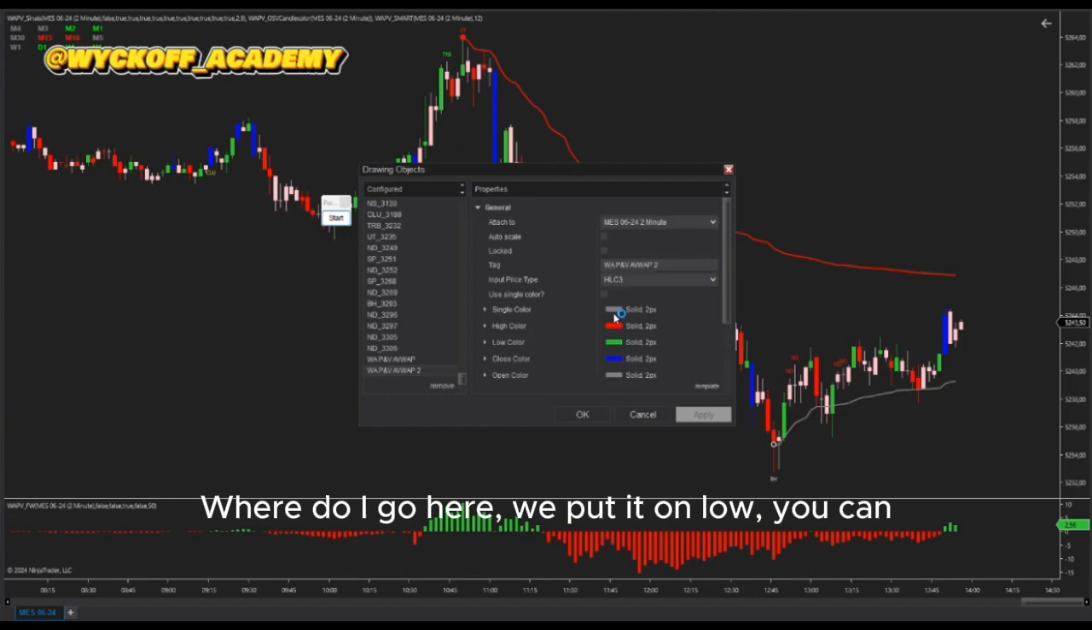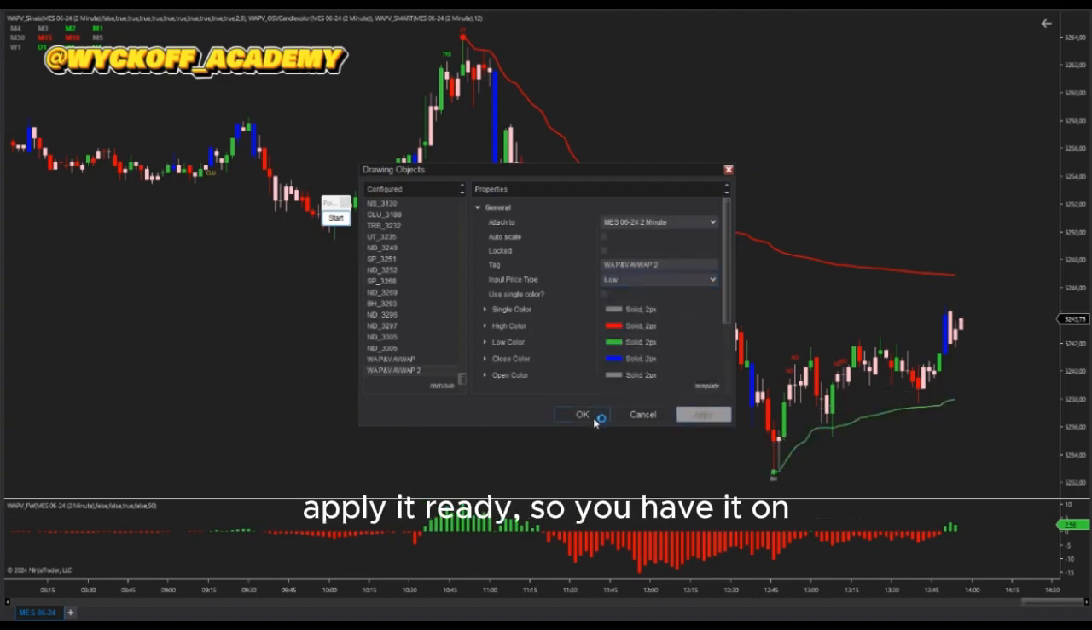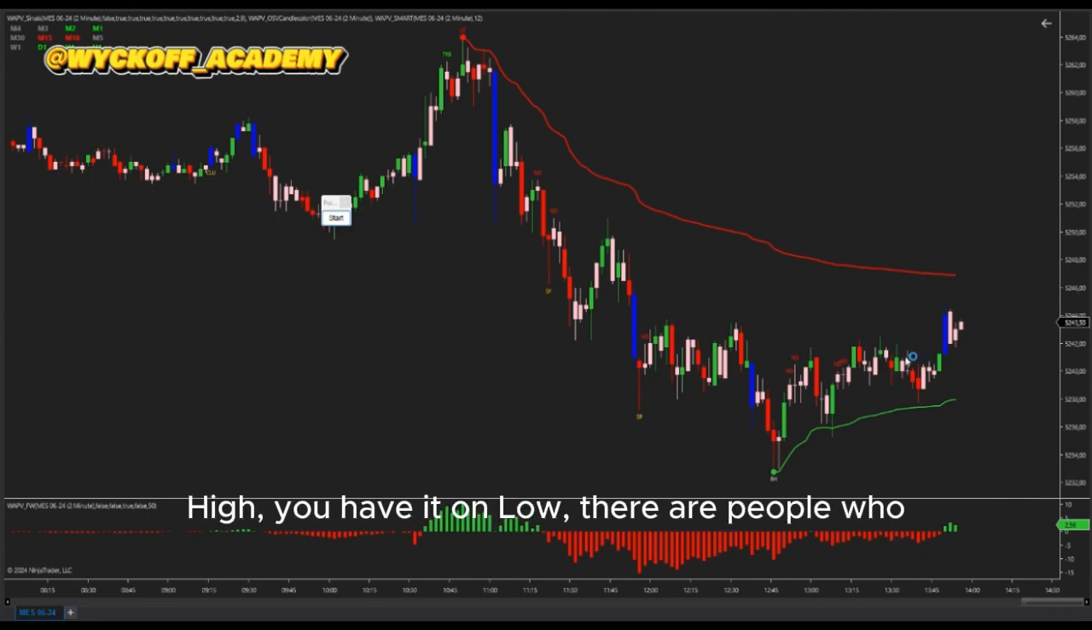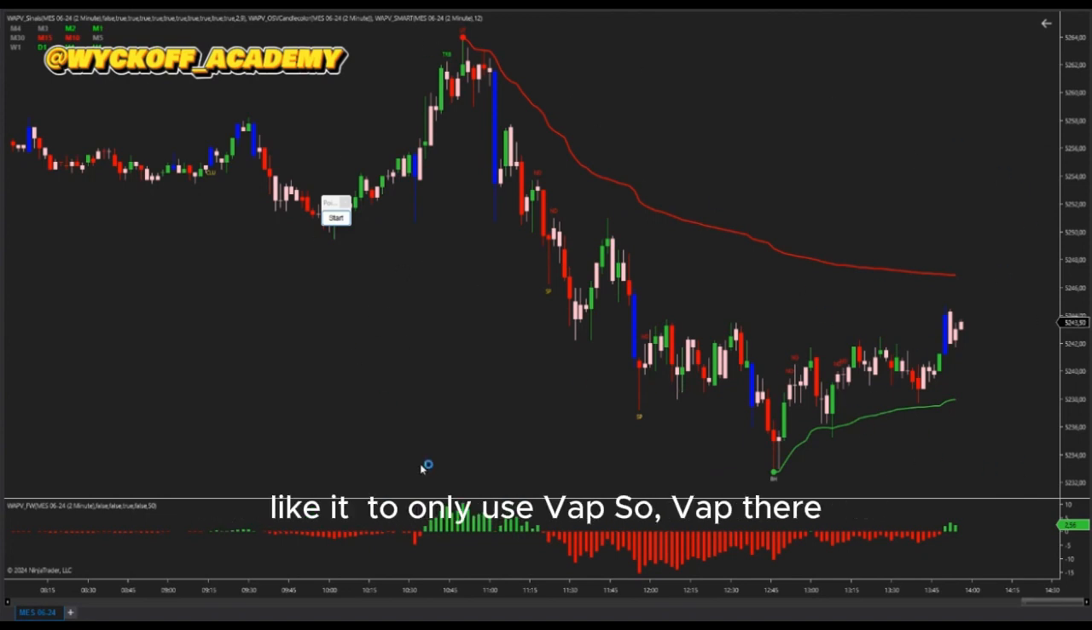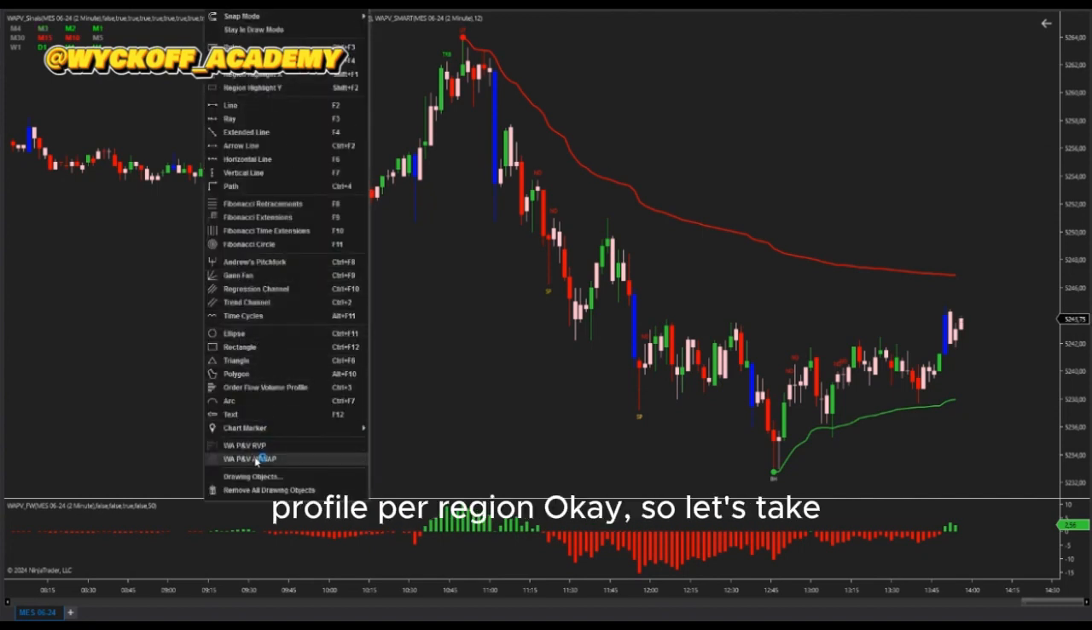Where do I go here? We put it on low. You can apply it ready, so you have it on high, you have it on low. There are people who like to use only VWAP. There are people who like to use volume, so we have the volume profile per region.